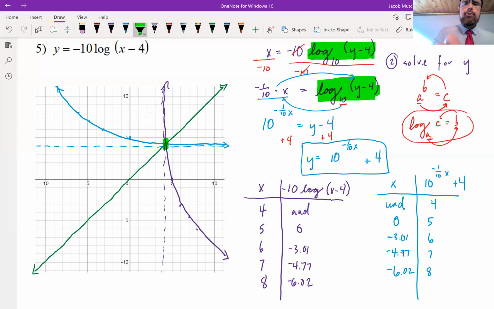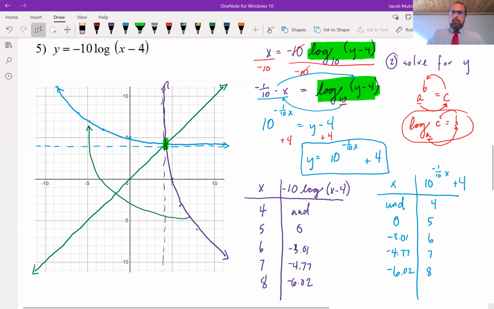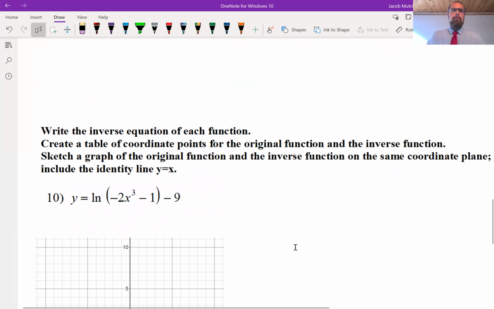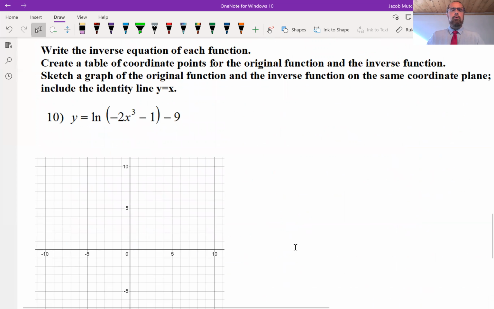They should also show the quality of reflection. So if I were to reflect the original graph across the identity, it will land exactly on the blue graph of the inverse. And that looks just right. So that's our first example. That's a log base 10 function that we wrote the inverse for. Let's head down and take a look at our second example, which is a natural logarithm function.